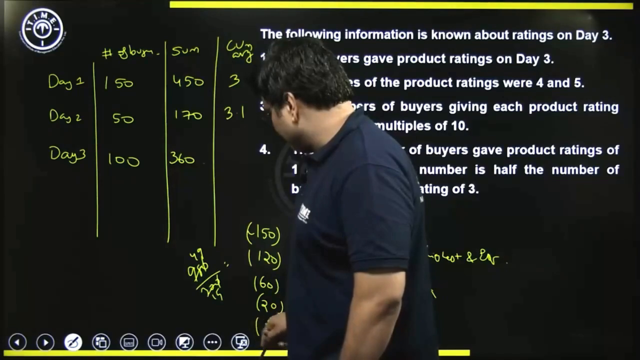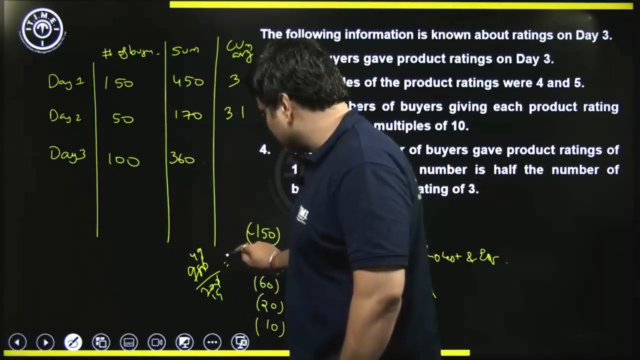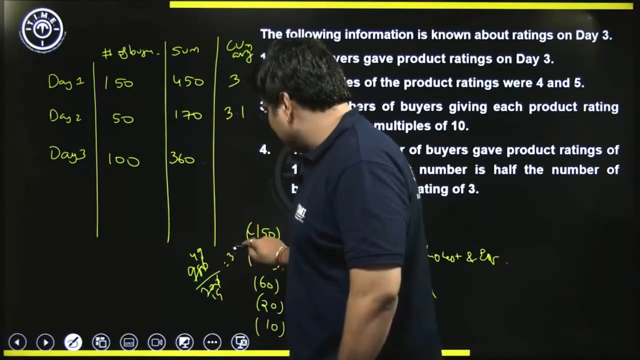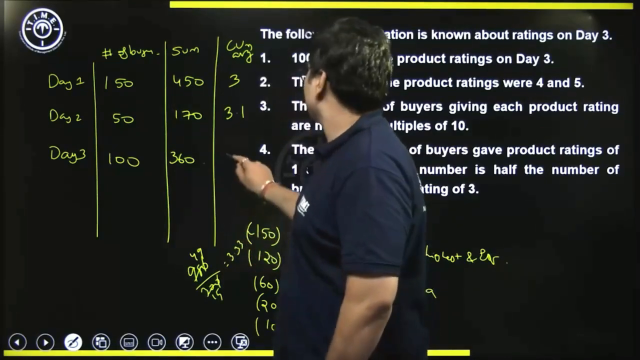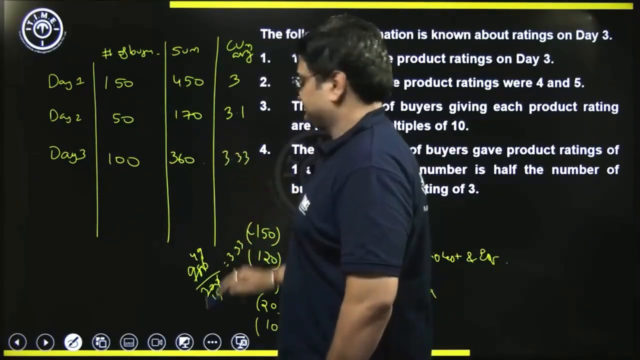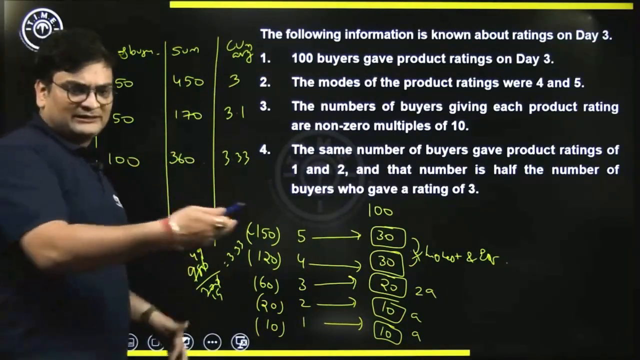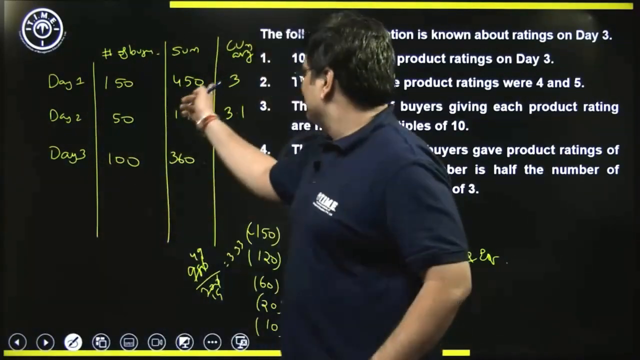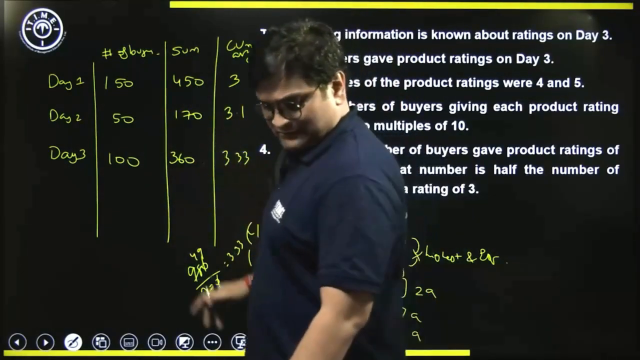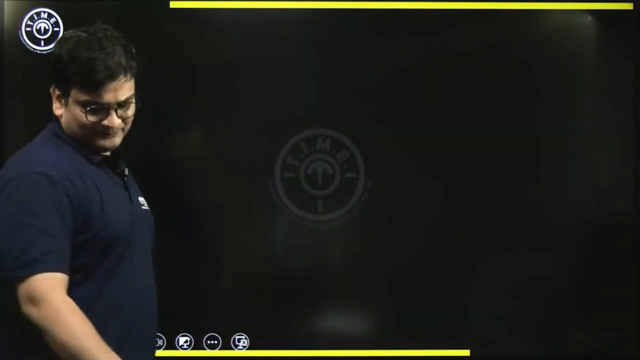49 by 15 will be 3.3 approx, 3.33 approx. Of course, I do not know if he is asking us for that, we will look at the question and decide, but this is what we could actually calculate based on whatever information we have so far.